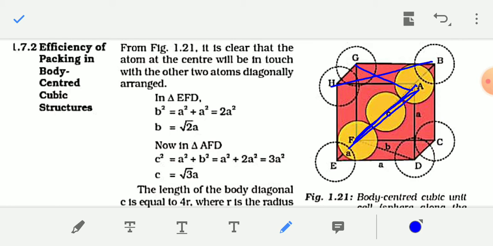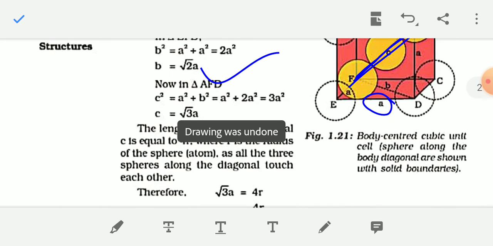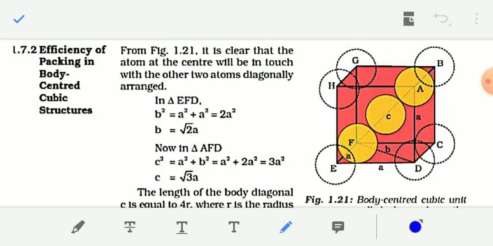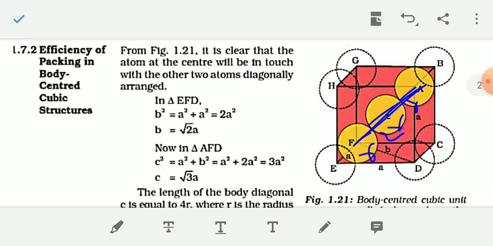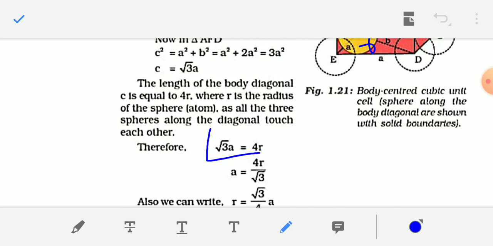Now if the edge length of the unit cell is a, then the face diagonal is root 2a, and the body diagonal AF is equal to root 3a. If the radius of each sphere is r, then you can also write r plus 2r plus r, that is 4r, as the body diagonal. So the body diagonal is 4r in terms of radius, and root 3a in terms of edge length. So root 3a is equal to 4r.